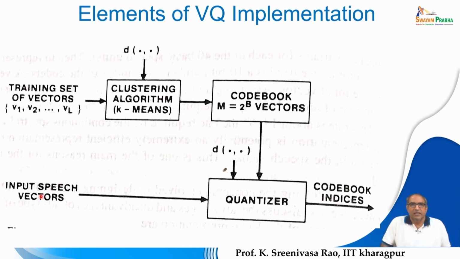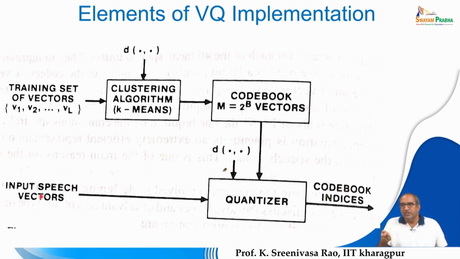Then coming to the implementation of vector quantization, each sound unit has tremendous variability, as I mentioned. That variability is due to speaker variability, and even within the same speaker there is variability because of context. There are only 40 sound units, but the vocabulary of a particular language may have lakhs of words. That means there are several possible combinations of sound units that lead to different words.